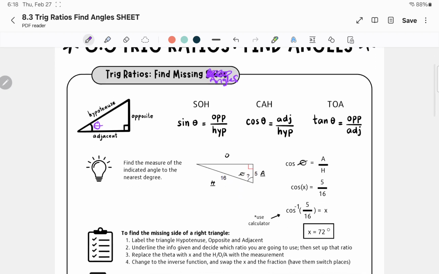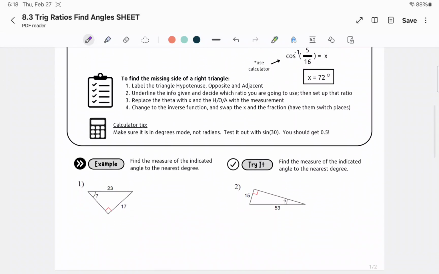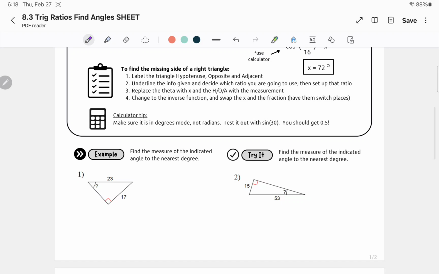So let's get into example number 1. So also grab your calculator, we're going to need it again. And also make sure it's in degrees, not radians, by testing it out with sine of 30 and getting 0.5. All right, so number 1.